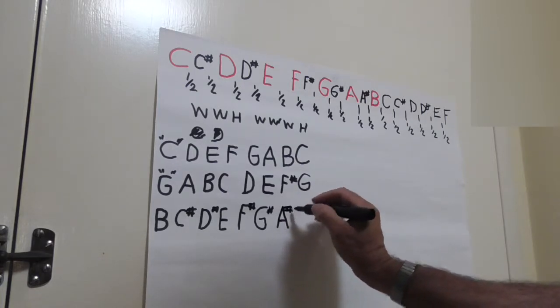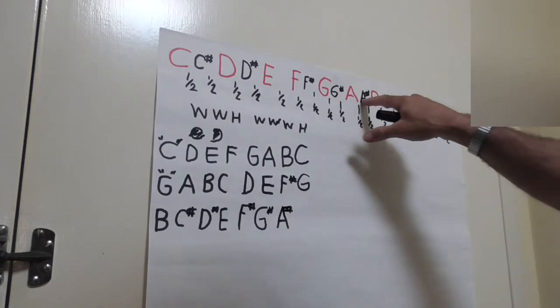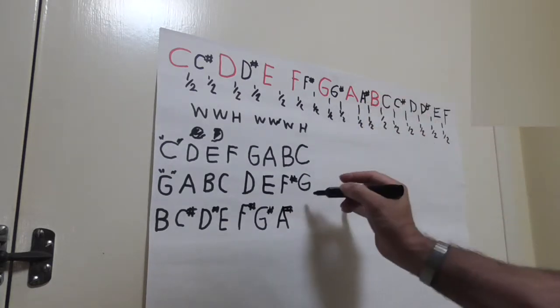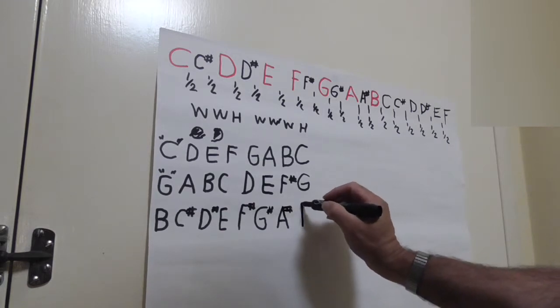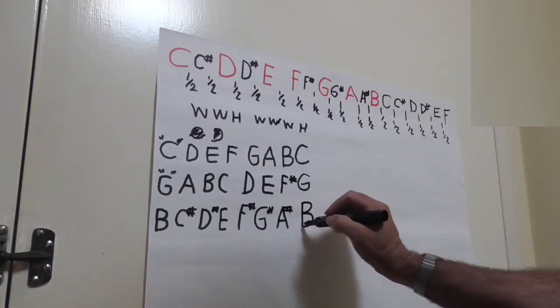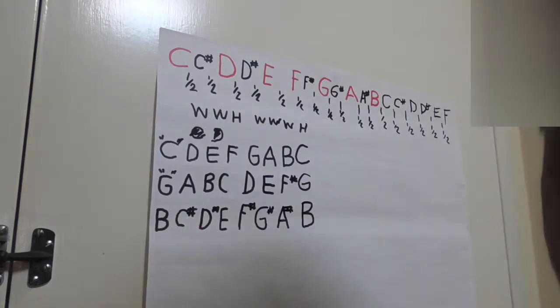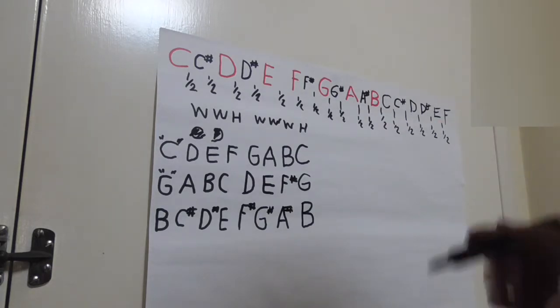And then we complete this by doing the half. When you're at A sharp, your last half becomes a B, which takes you to the key that you're in. So this is how you figure out what notes are in your keys. Now, I'm going to continue on.